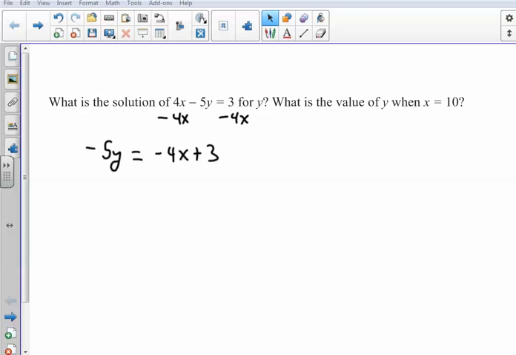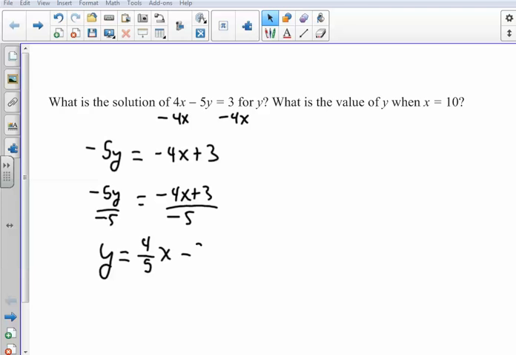All right, now I need to continue to get y by itself. So I'm going to divide both sides by negative 5, and this is where it gets a little bit tricky. So break it apart. We did this in another chapter. So y is equal to 4 over 5x minus 3 over 5. So now I've solved this equation for the variable y.